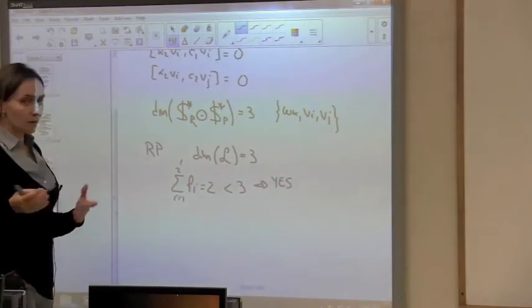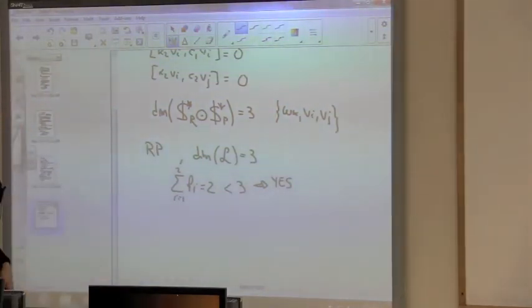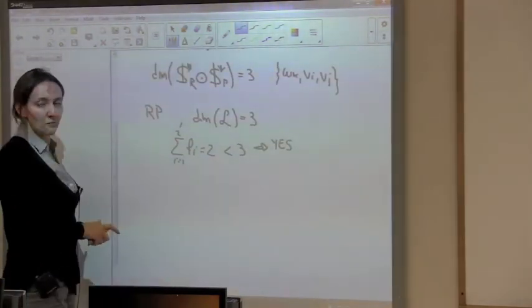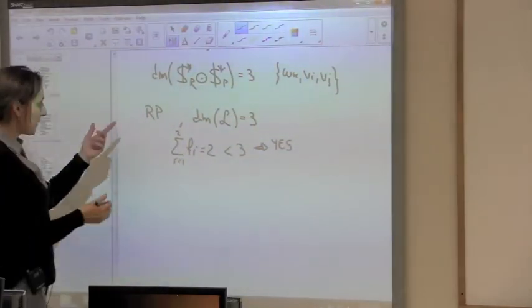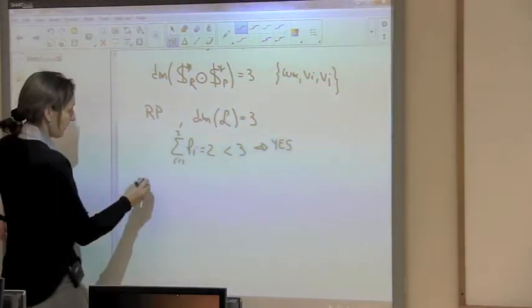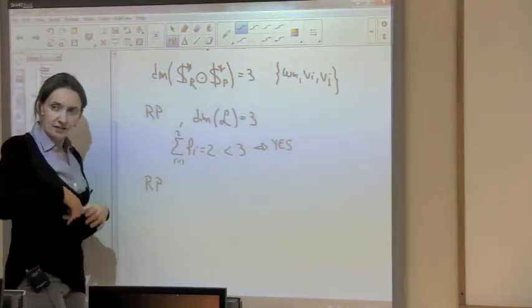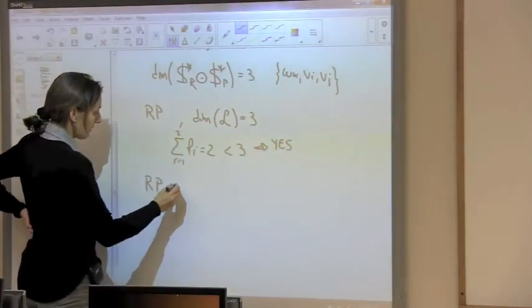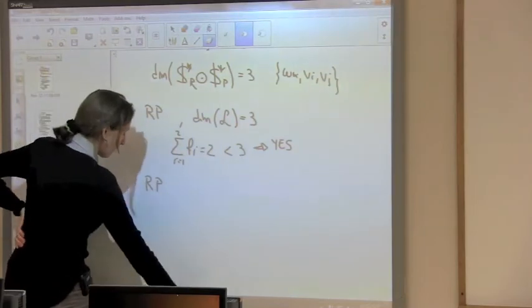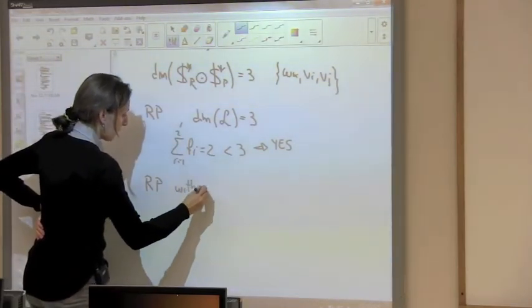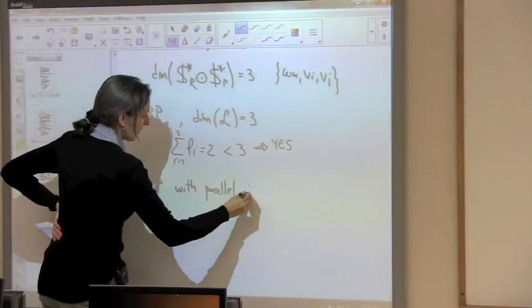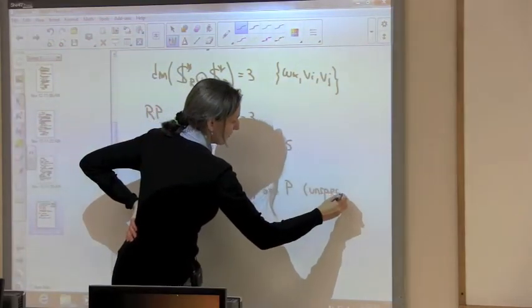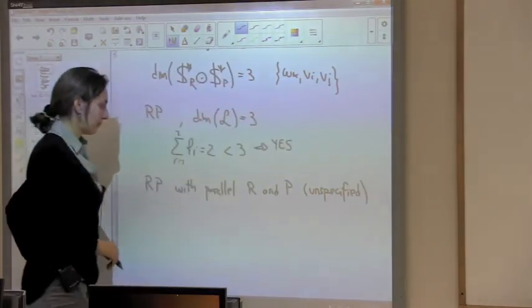Let's do another example if you guys want. You want to try some other example, or is this okay? Yeah. Which one? A smaller one, a bigger one? One more restricted? Should we do, let's just do an RP in which both joints are parallel? Yeah. RP. And we'll do two cases. Just leave it in general, and then specify the exact direction, okay? RP unspecified with parallel R and P, and then we'll put unspecified, okay?